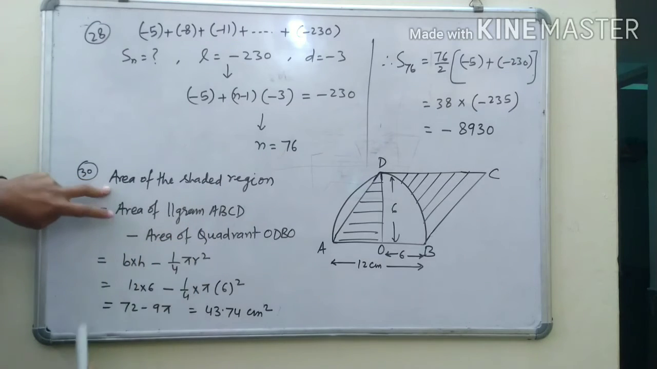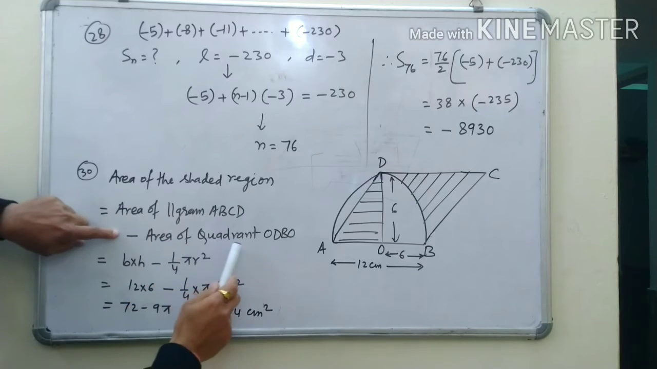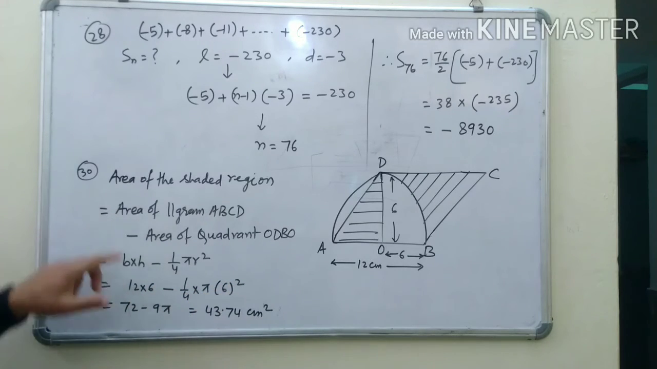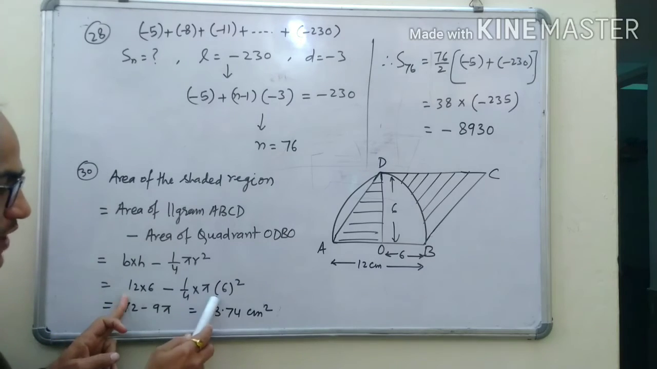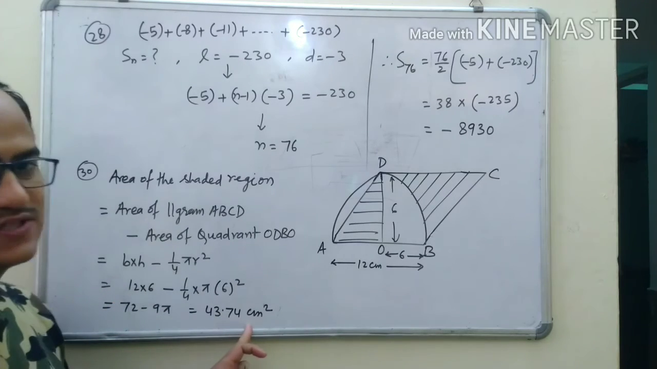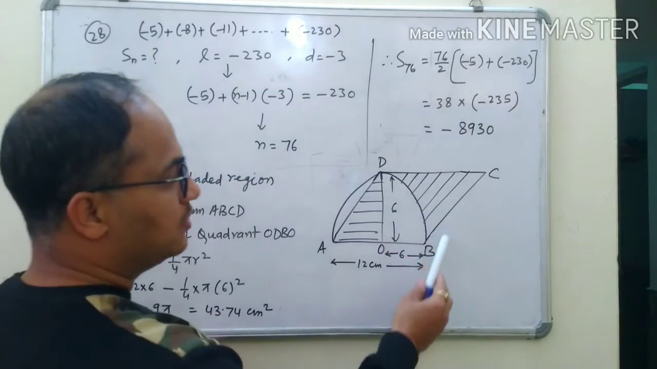Now area of the shaded region can be equal to area of the parallelogram ABCD minus area of quadrant ODBO. When we put the value, it becomes 43.74 centimeters square.